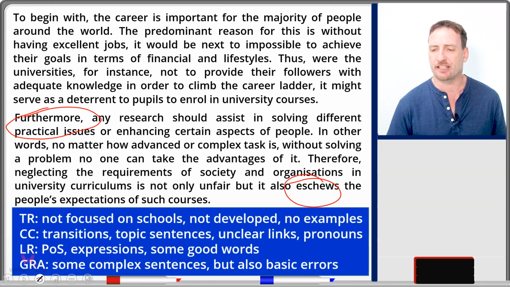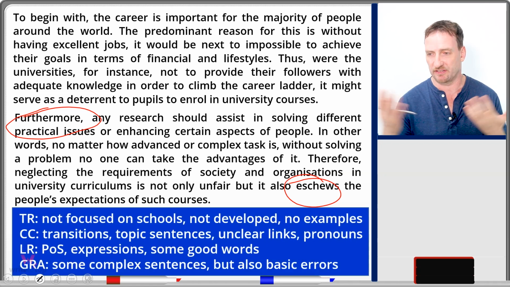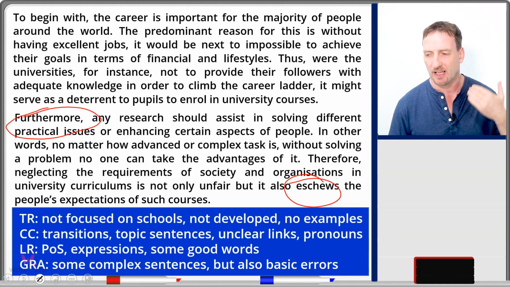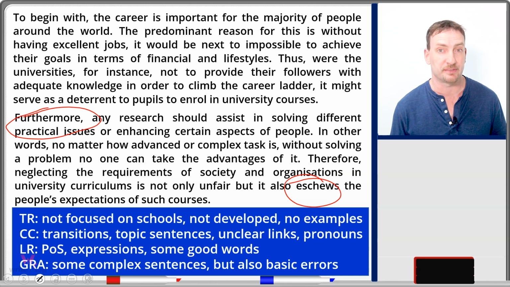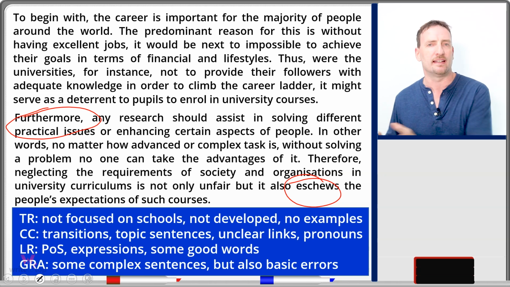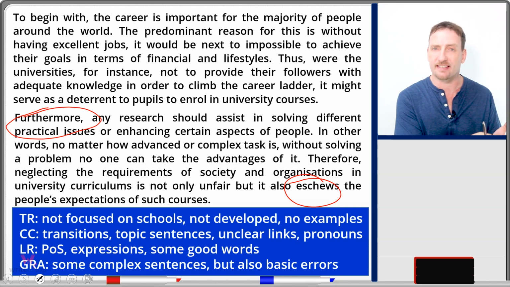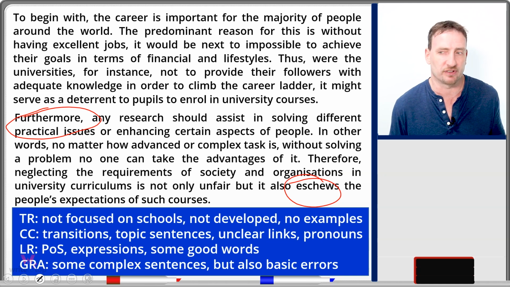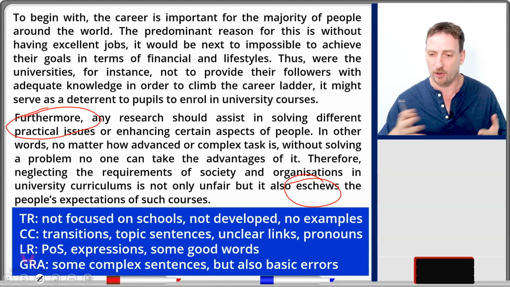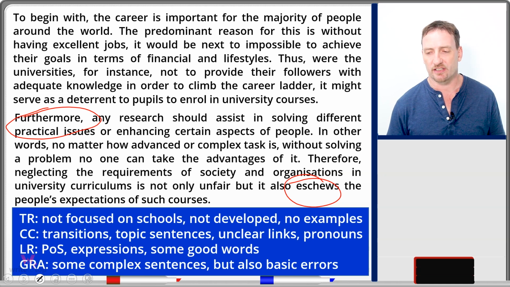So, task response: not focused on schools. There's hardly any mention of schools here. It's not developed. This person did not elaborate on the ideas presented, did not progress from one idea to the next, did not progress from the thesis to the conclusion, and gave no concrete examples of anything really, right? So a lot of points lost for TR. Transitions are not used correctly. Topic sentences are kind of meaningless, actually, so that's a big issue. There are some unclear links between sentences, and pronoun uses are not correct.